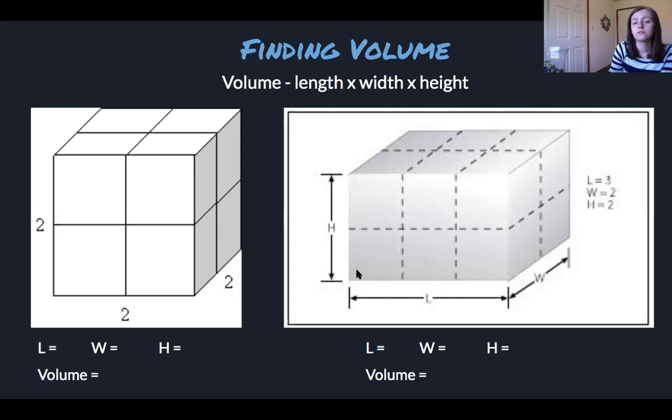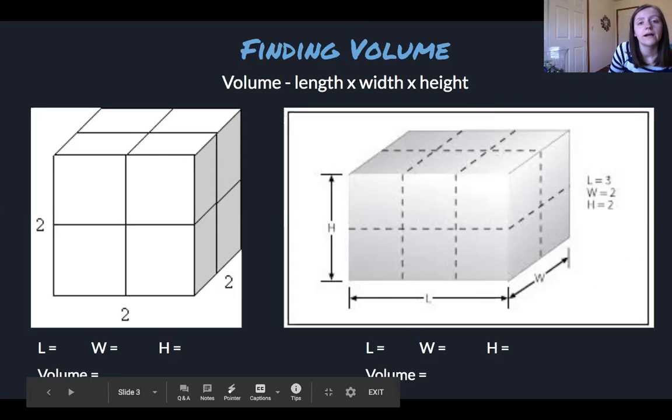This one is 3 cubes long, 2 cubes wide, and 2 cubes high. Length and width are kind of interchangeable as long as you're labeling them. Some models might say this is the width and this is the length, some might say the opposite. Either way, it doesn't matter. This one is 3 by 2 by 2. Finding the volume is finding how many cubes can fit into this 3-dimensional shape.